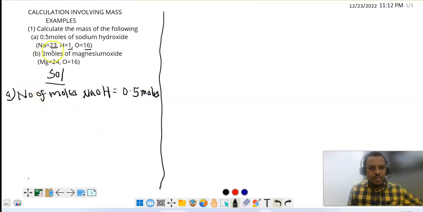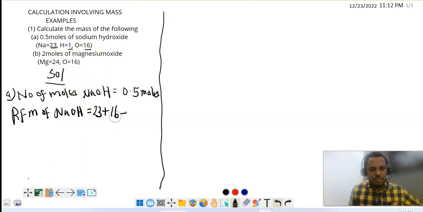Then we get the RFM. The RFM of sodium hydroxide is equal to sodium, which is 23 in the bracket, and here we have only one sodium, plus one oxygen, 16, plus one hydrogen, which is 1. So 23 plus 16 plus 1, the total will be 40 gram per mole.